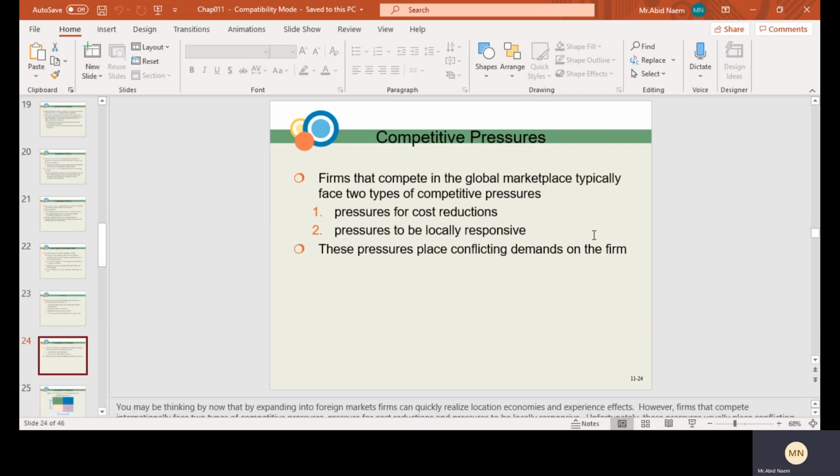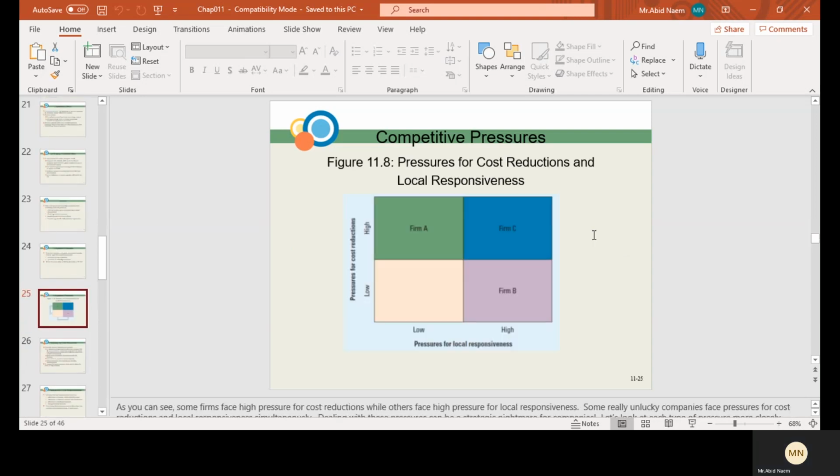Competitive pressure: firms that compete in the global marketplace typically face two types of competitive pressures, pressures for cost reduction and pressure to be locally responsive, which can place conflicting demands on the firm. One is cost reduction and the second one is local responsiveness. If a firm has a low response rate, low local responsiveness pressure, and low competitive pressure as well, then it falls into the first quadrant.